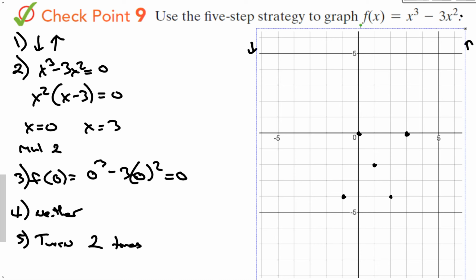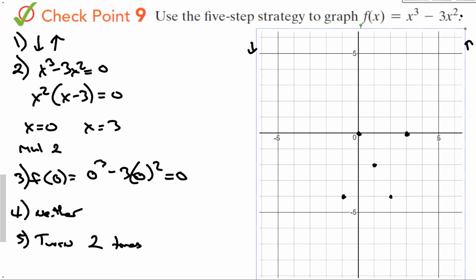Now, when we look at this question, we see that it is factored for us, which is nice. Number 1, my end behavior is going to be -2 times x squared times x. So it's going to be -2x to the third power, which means it's going to go up, then down. So it rises left, falls right.